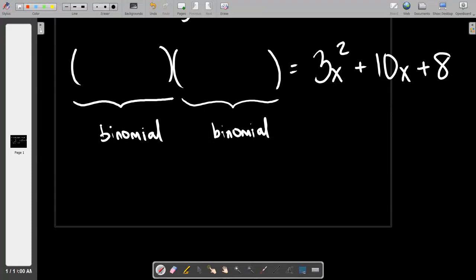I know for a fact that in order for this to work, if someone writes me a math problem and I'm going to make 3x squared, I need one of those and one of those.